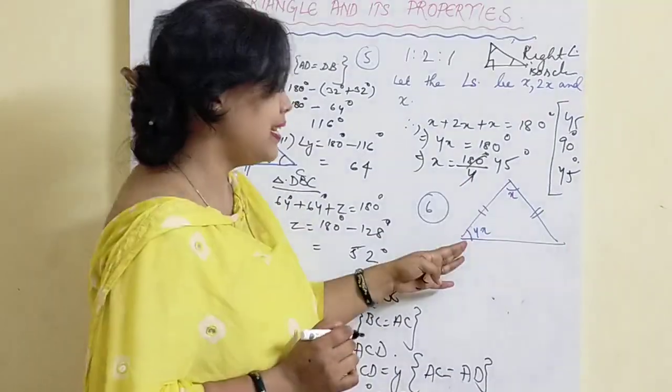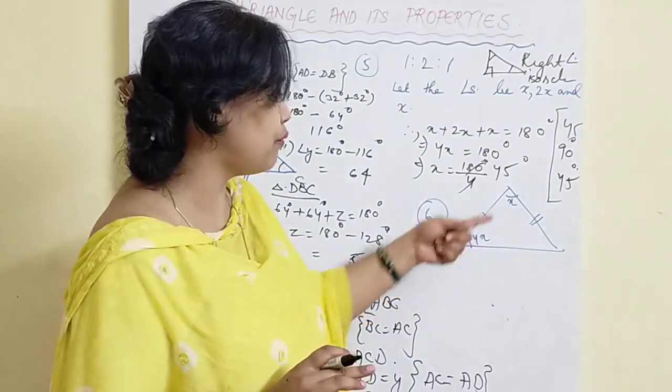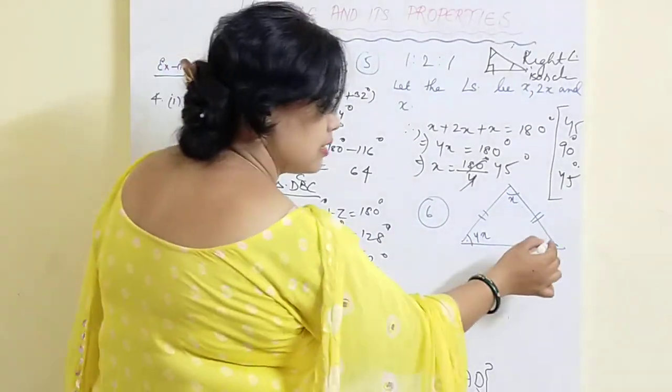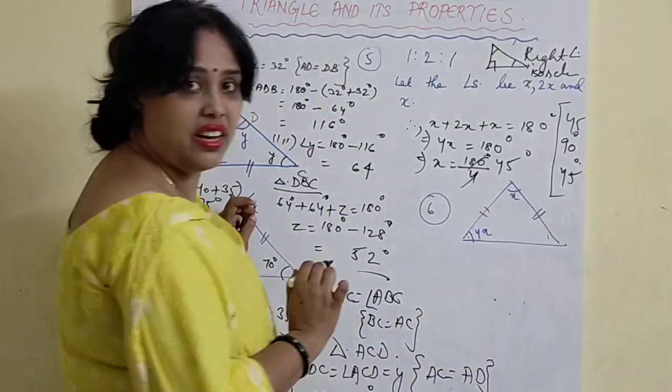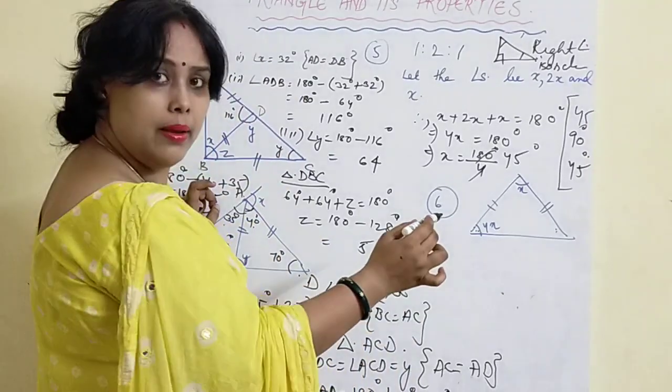Question number 6, children. One thing is given in question number 6, that the base angle is 4 times that of the vertex angle. So these two angles are called base angles and this is called the vertex angle. So if the vertex angle is x, then the base angle will be 4x.